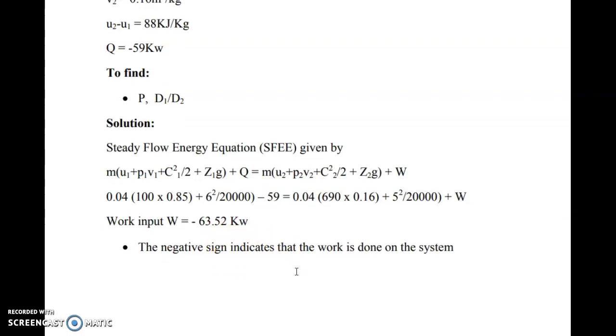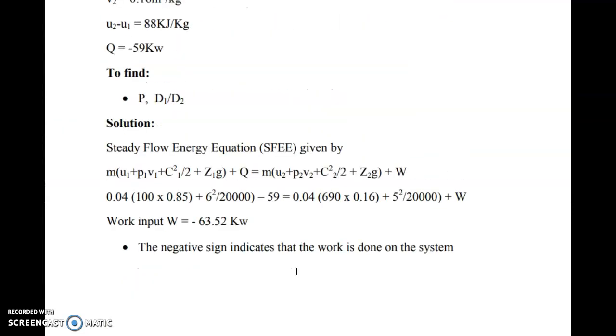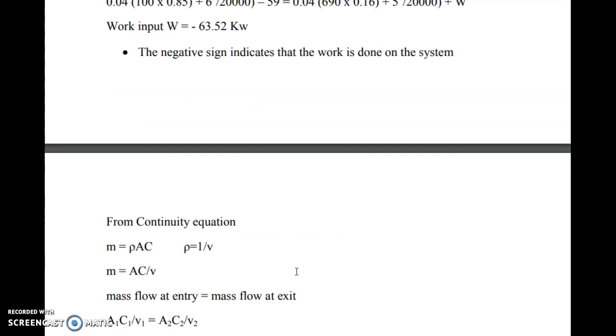Okay, so now the first task is over. We have to find out the power required to drive the compressor. That is 63.52 kilowatt of energy is required to fulfill the situations. Then we have to find out the diameter ratio at inlet and exit.